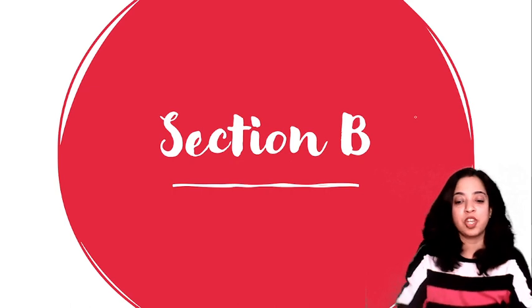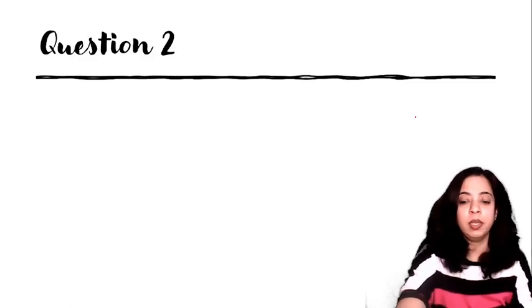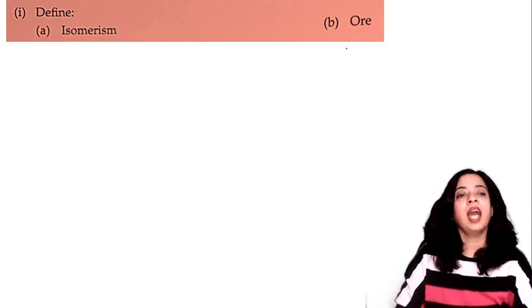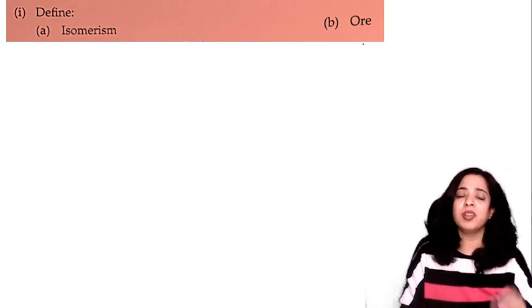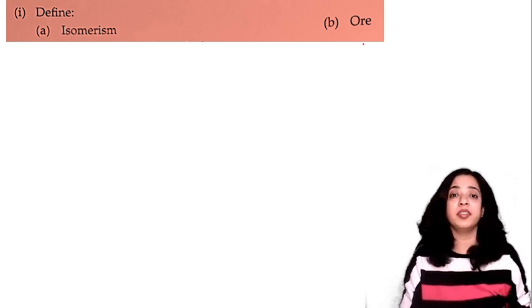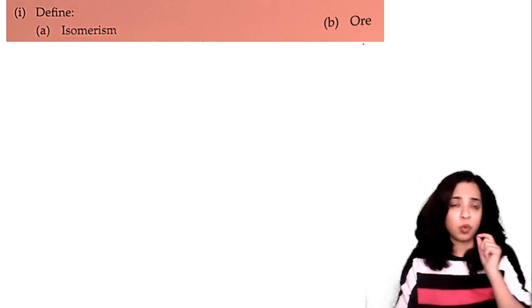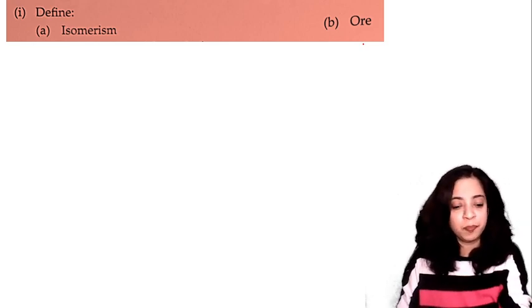Let's come to section B. Question number 2. Define isomerism and define ore. These are very easy questions. You have to directly give the definition. You have to pay attention when you are writing the definitions. The core words have to be there. Okay. So listen to me.